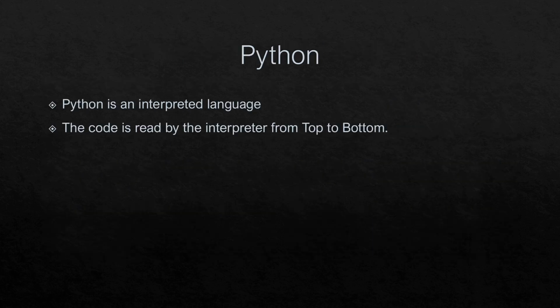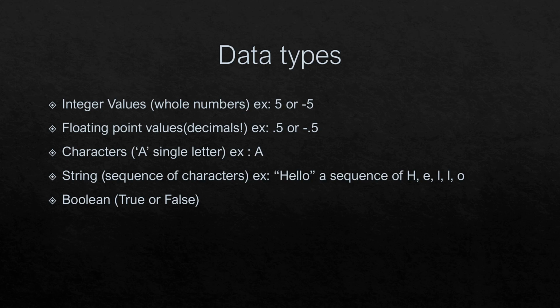Python is an interpreted language, and the code is read by the interpreter from top to bottom. Data types. We have integer values, which are simply whole numbers. 5 or -5 are both integer values, or ints for short. Floating point values are just decimals, 0.5 or -0.5. Characters: a single letter. I threw a little joke in there. That A, a single letter, is a character. Obviously, it's just a single letter.